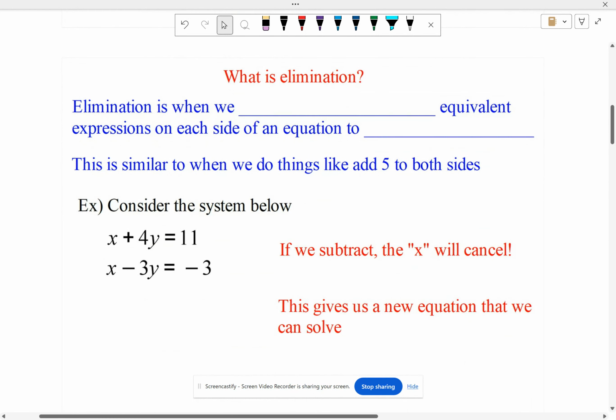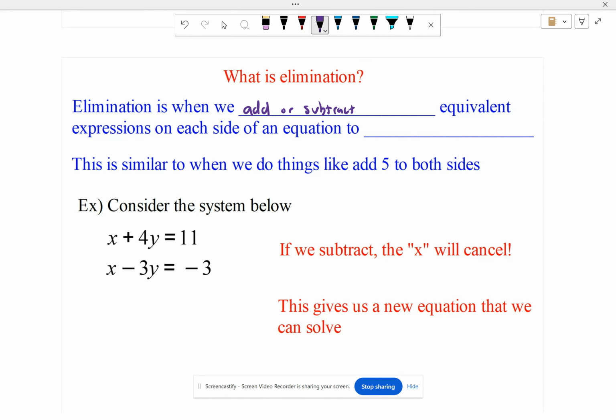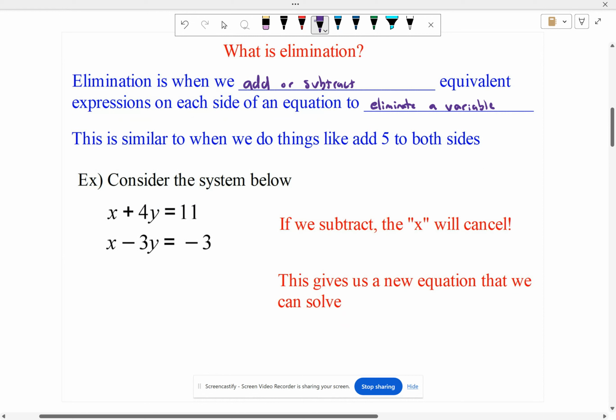So what is elimination? Elimination is when we add or subtract equivalent expressions on each side of an equation to eliminate a variable. So if you add or subtract some equivalent expressions, expressions that have the same value, as long as you do it to both sides, that creates a new equivalent equation. This is similar to when we do things like adding 5 to both sides.